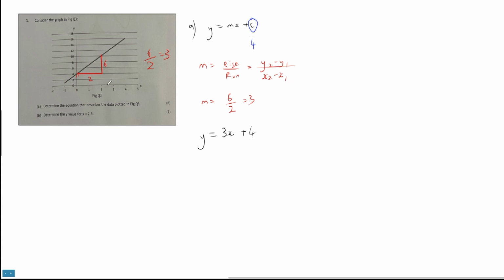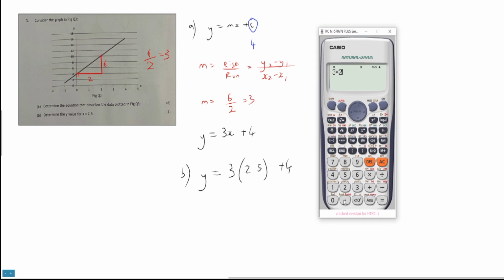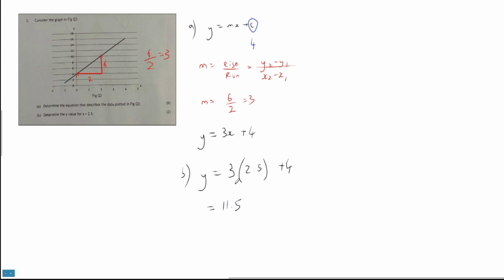I might be able to get it off the graph, but it's a bit wonky. It's a bit small to see. So I'm just going to plug it into this one. It's really easy. So y is equal to 3 times 2.5 and then plus 4. Grab my calculator, try that on there. 3 times 2.5 and then add 4. 11.5. So when x is equal to 2.5, y is equal to 11.5.